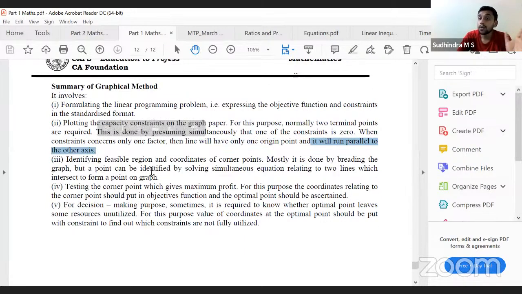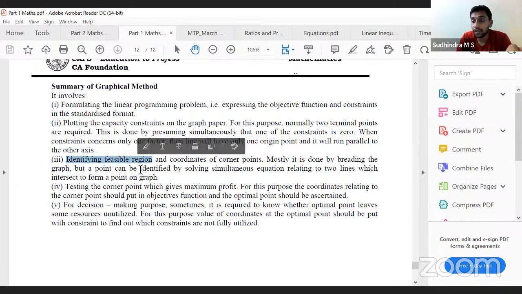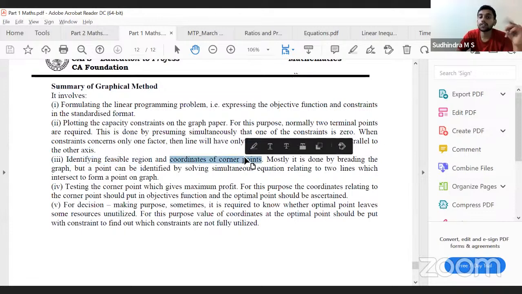When a constraint concerns only one factor, then the line will have only one origin point and it will run parallel to the other axis. Once you have the inequality plotted on the graph, identify the feasible region. When identifying the feasible region, we have to be careful with regard to the inequality, less than or greater than, and the coordinates of the corner points. Mostly it is done by reading the graph, but a point can be identified by solving the simultaneous equations of 2 lines which intersect to form a point on the graph.